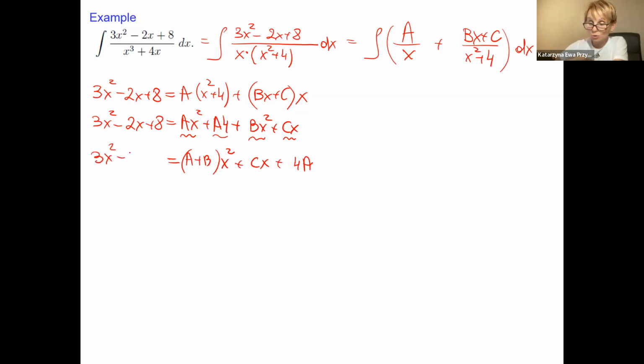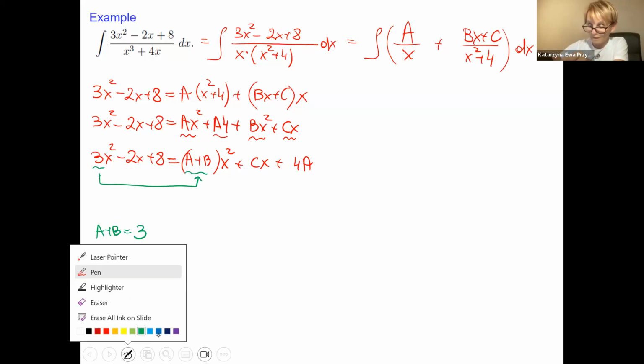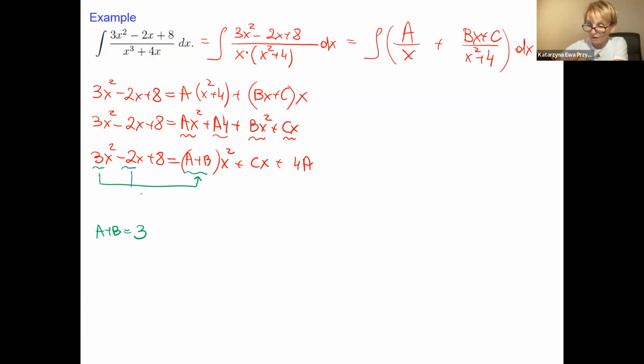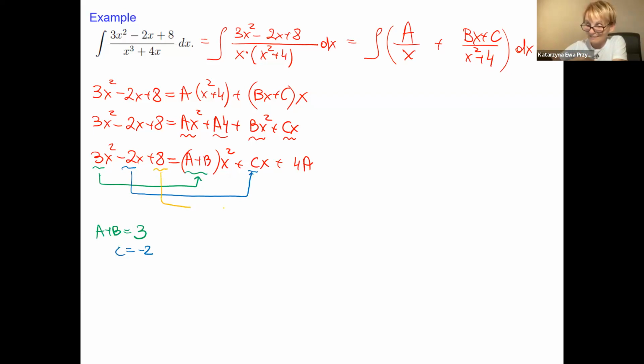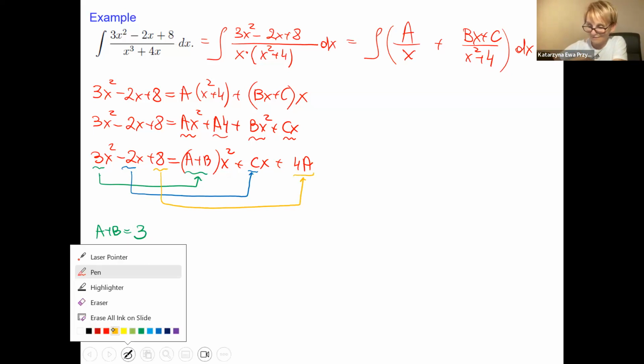Now, these 2 sides, left and right-hand side, have to be identical, meaning that the coefficient of x squared must be the same. That means a plus b equals 3. Now, the coefficient of x must be the same as this one. C is -2. We can see how nice and easy. And the constant must be the same like this one. Okay, 4a equals 8.